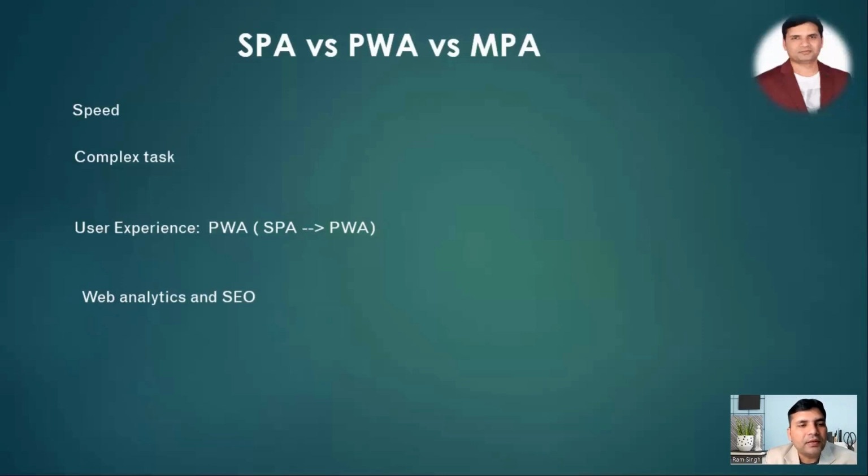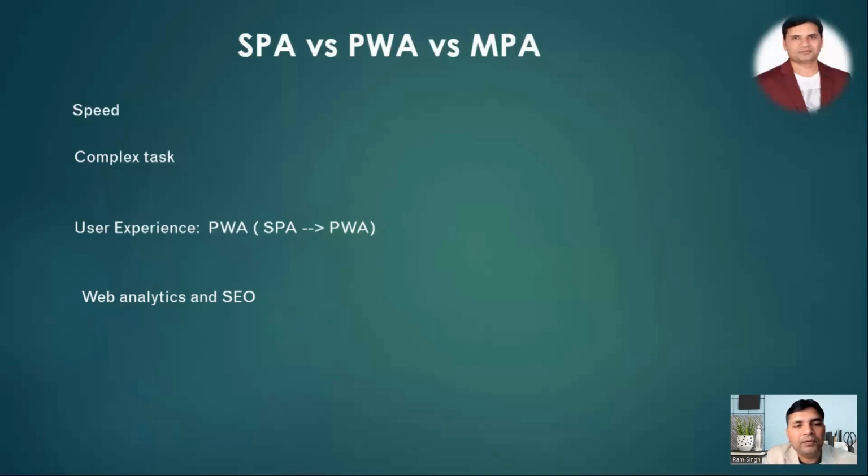The next point to consider is web analytics and SEO. When you talk about web analytics, when you have a single page application where you have only one page, all the analytics you need to add at the interaction level. But when you talk about the MPA, you can easily track all the pages because you have different pages, different HTML files to be loaded. So it's easy to add analytics at each page level here.